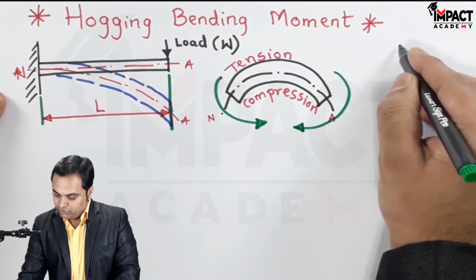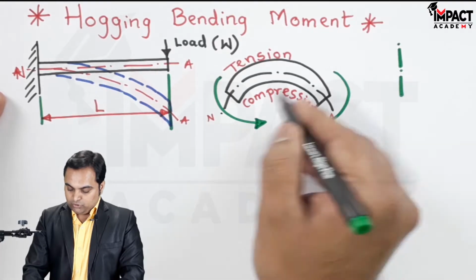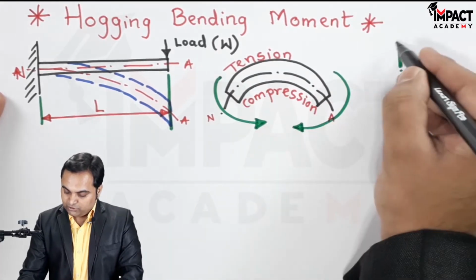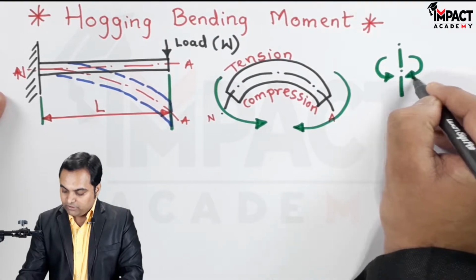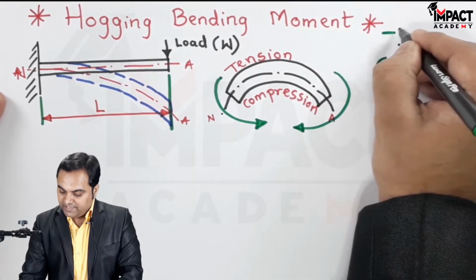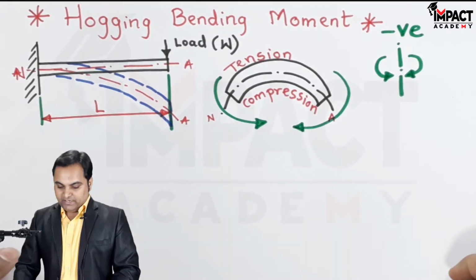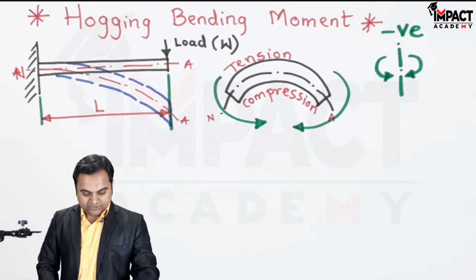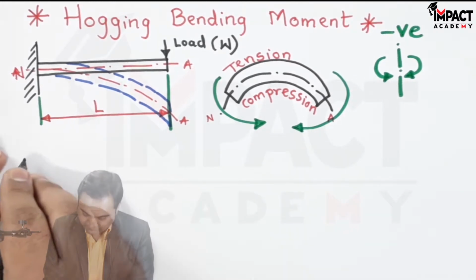And the convention for the hogging bending moment is, when we take the section onto the beam, towards the left of the section there is an anti-clockwise moment, and onto the right there is a clockwise moment. Hogging bending moment are treated as negative. These are the sign conventions. Then after this, I'll draw the stress distribution diagram considering the rectangular cross section for hogging bending moment.